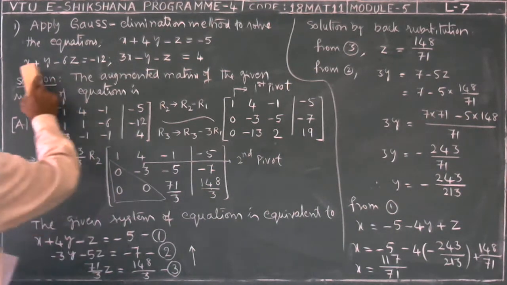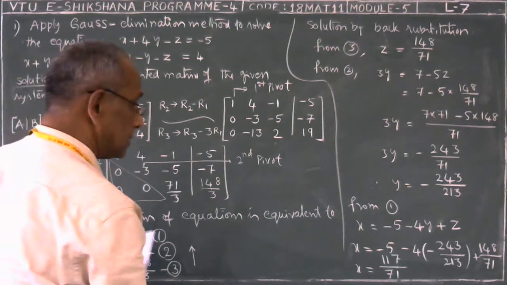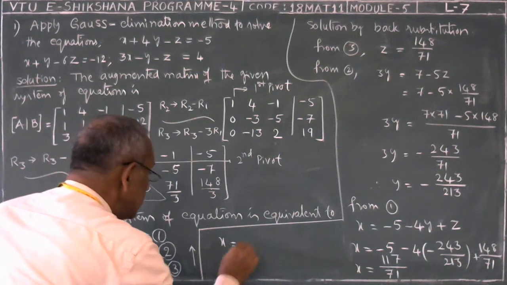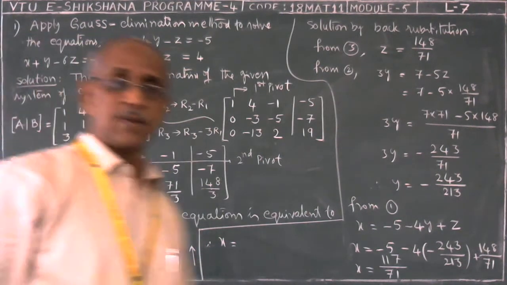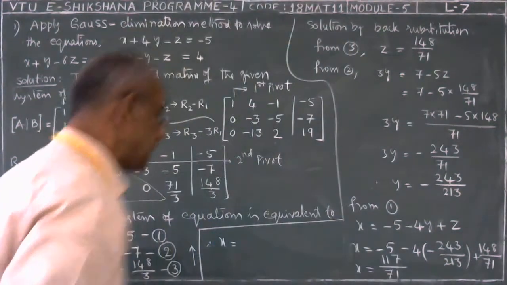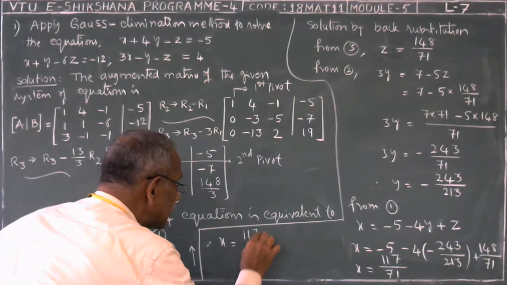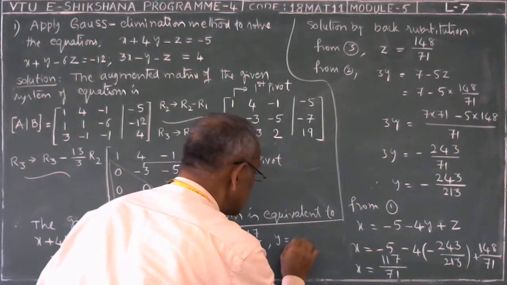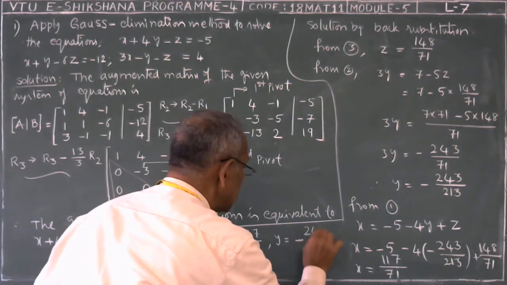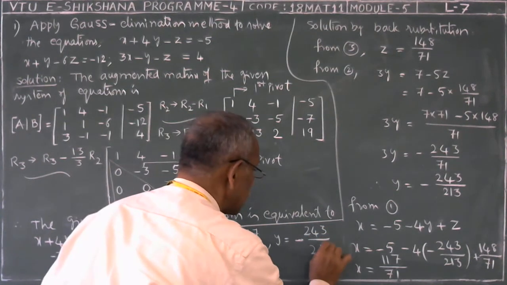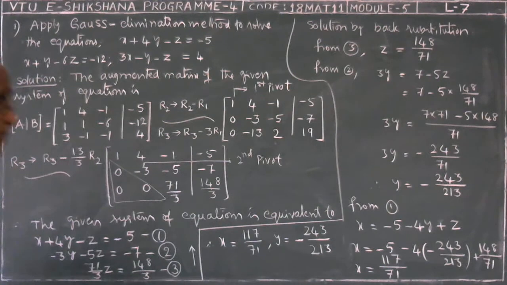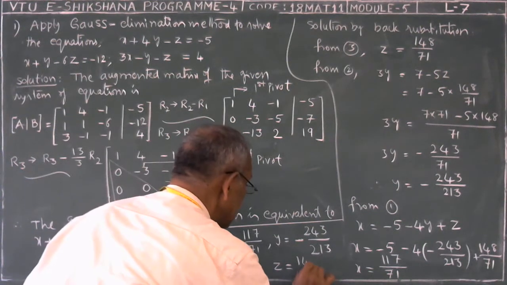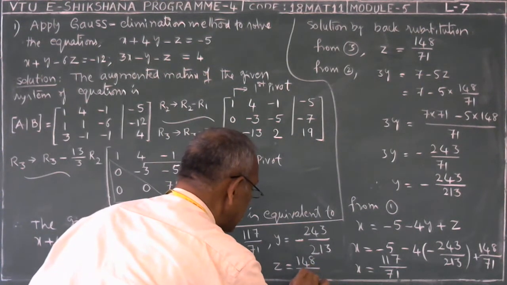Okay, so therefore the solution of the given system of equations by the Gauss elimination method is x is equal to 170 by 71, y is equal to minus 243 divided by 230, z is equal to 148 divided by 70.